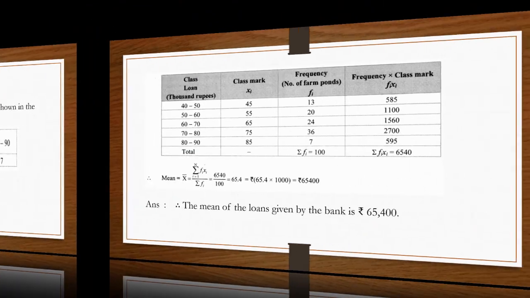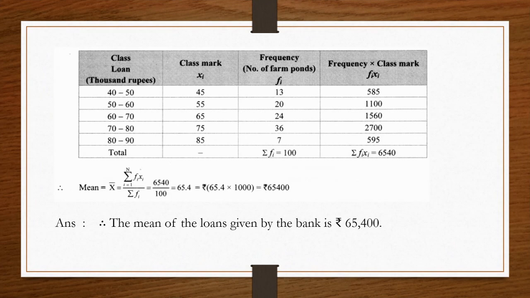We have to make the table with the 4 columns. The first column class, the second one class mark xi, the third column is the frequency fi, and the fourth column frequency into class mark, that is fi into xi. The classes are already given: 40 to 50, 50 to 60, 60 to 70, 70 to 80, 80 to 90. And the next column, class mark xi, is 40 plus 50 upon 2 is 45, then 55, 65, 75 and 85.